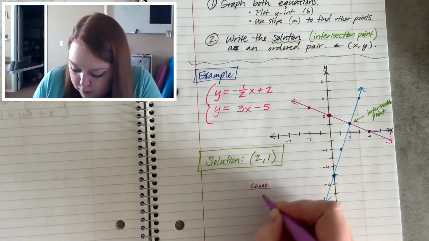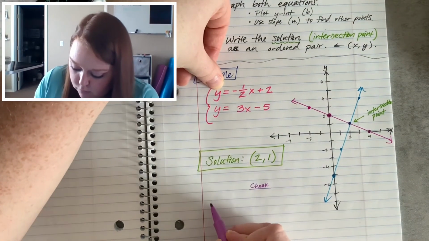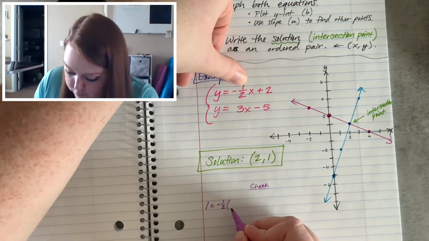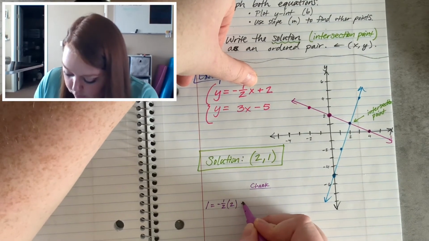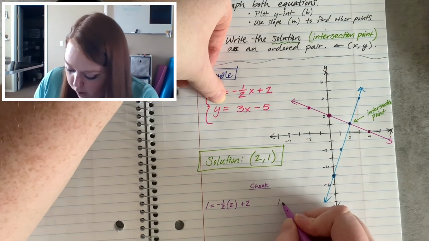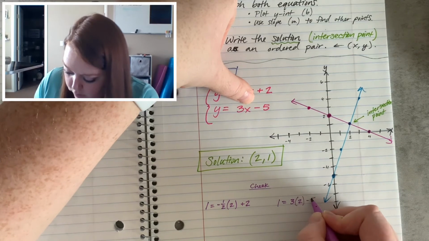So down here, I'm gonna write a little check. So let's do this first one. What do I plug in for y? A 1 equals -½ times my x value plus 2. Plug it into the second one. 1 equals 3 times 2 minus 5.